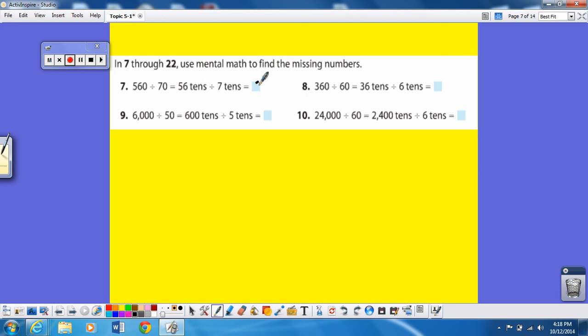Okay, hopefully you have an 8 for 560 divided by 70. Hopefully you have a 6 for 360 divided by 60. Hopefully here you have, let's see, 60 divided by 5 is 12. We're going to cancel here, which cancels here. Leaves me with 1 0. Should have 120 here.